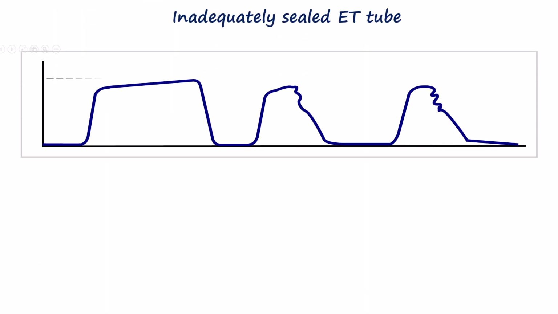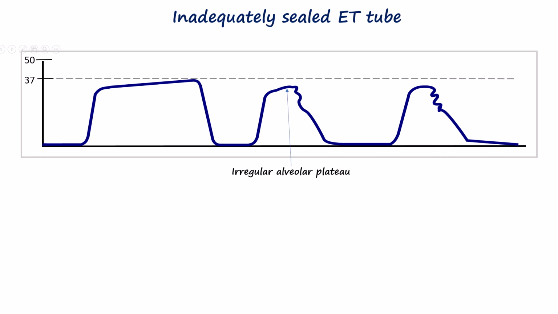An inadequately sealed endotracheal tube shows an irregular alveolar plateau on the capnograph waveform, often failing to reach a flat or stable plateau. This pattern occurs when exhaled CO2 escapes around the tube or is diluted by entrained room air, leading to falsely low EtCO2 values. The waveform may also display variable shapes between breaths due to inconsistent leakage.